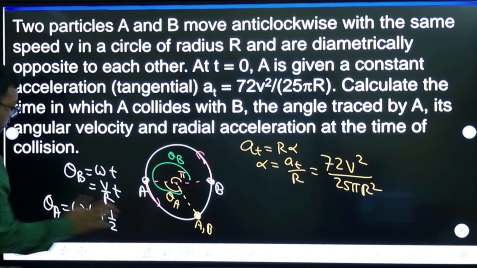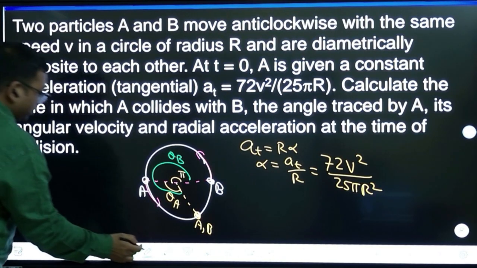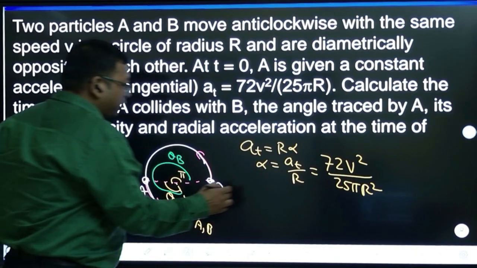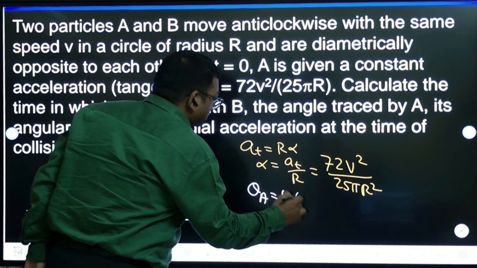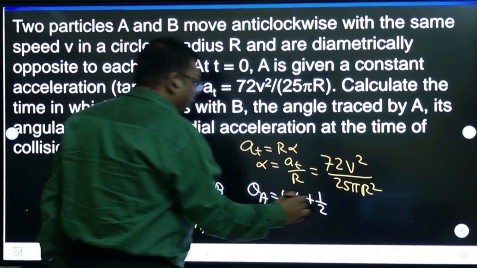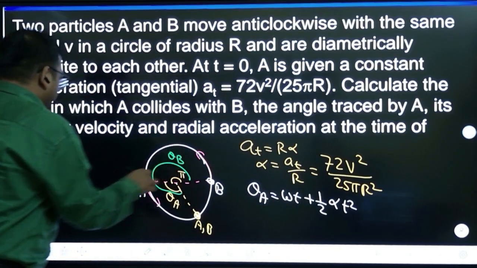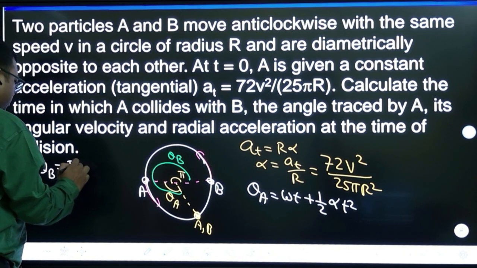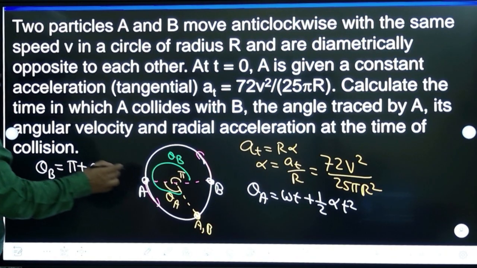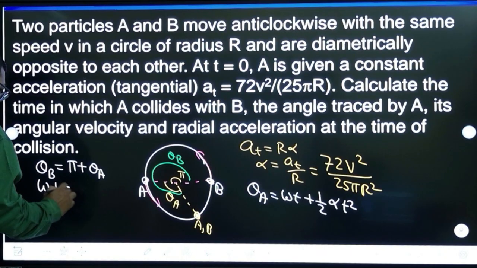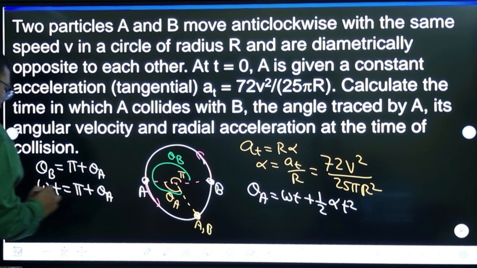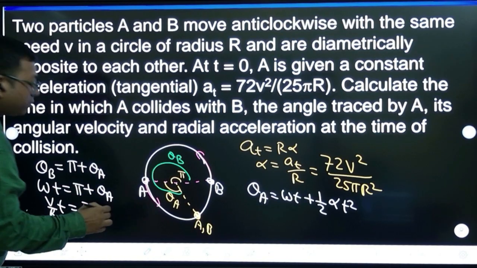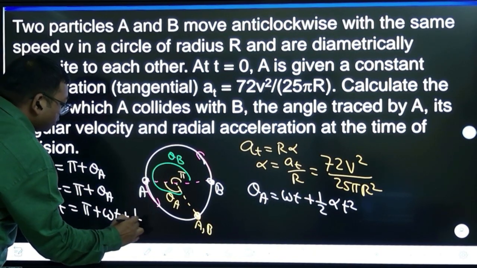Okay. Then just change this little bit. So theta A, let us calculate, because A is under acceleration. So that theta A we calculate first. So theta A is equal to omega t plus half alpha t square. Then theta B we will calculate, as theta B is total angle, which is pi plus theta A. But theta B is calculated as omega into time, pi plus theta A. And this omega is V by R, speed is same.